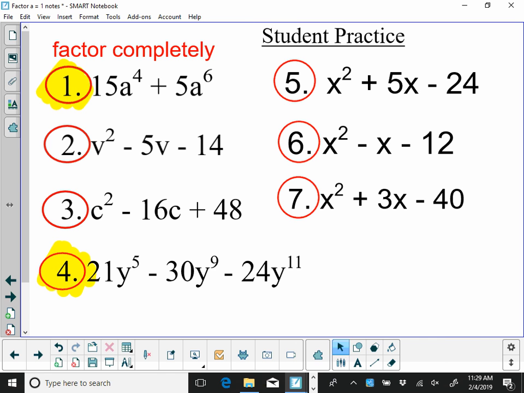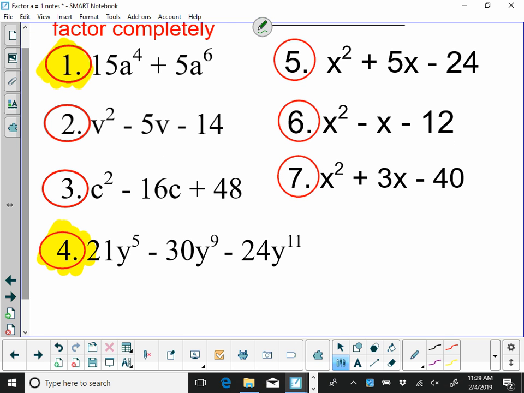Okay, I'm going to look at 4 with you just because I have more room to work down here than I do up there. Okay, what is the biggest number, the greatest common factor, the biggest number that you know will divide into 21, 30, and 24? Got to go into all 3 of them. 3? Let's see.